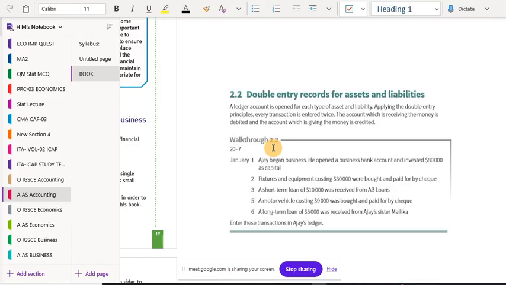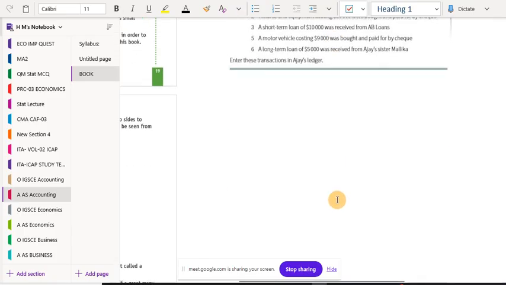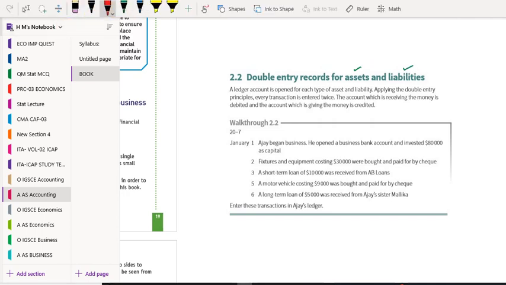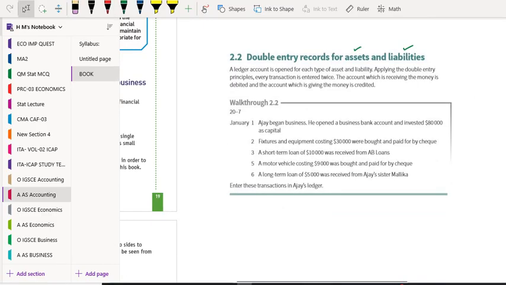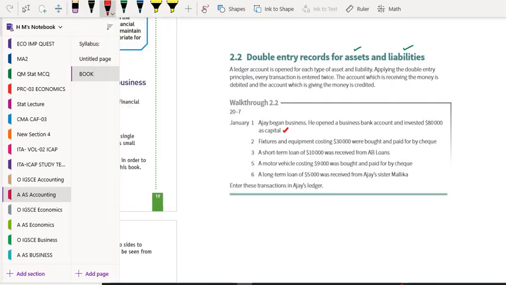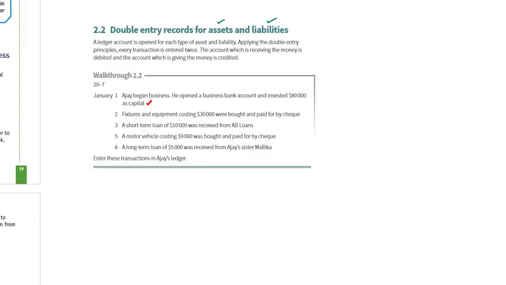I have taken this example from an O-level book. In this example we will learn how to record double entry with respect to assets and liabilities. Now the question is: A began business. He opened a business bank account and invested $80,000 as capital. So we will record this entry in double entry form.